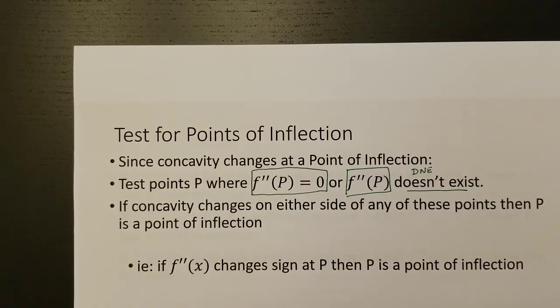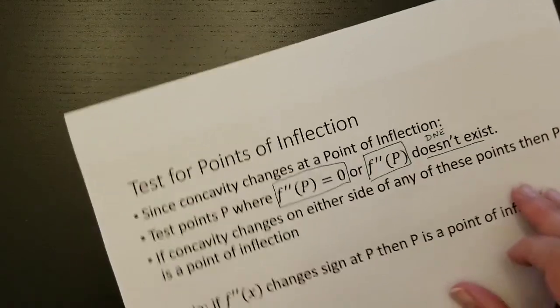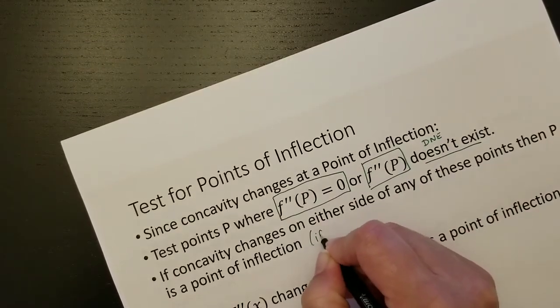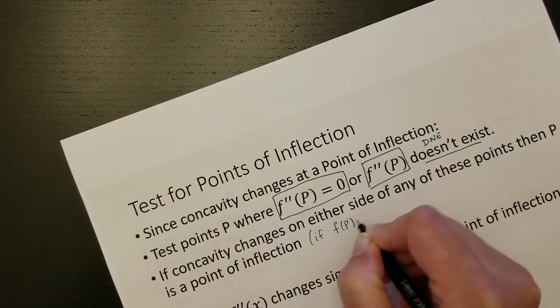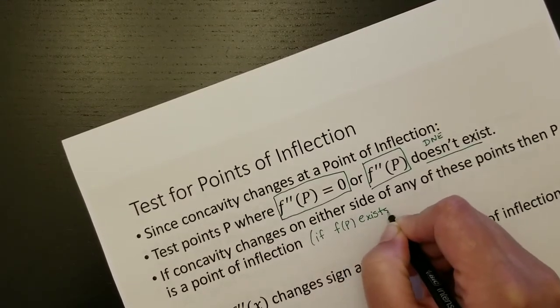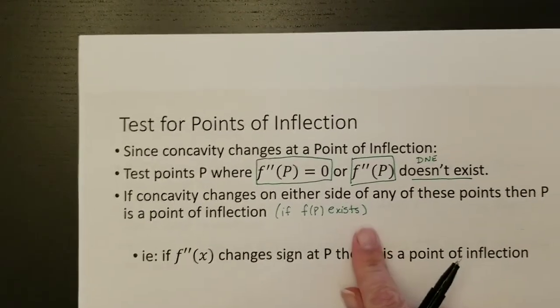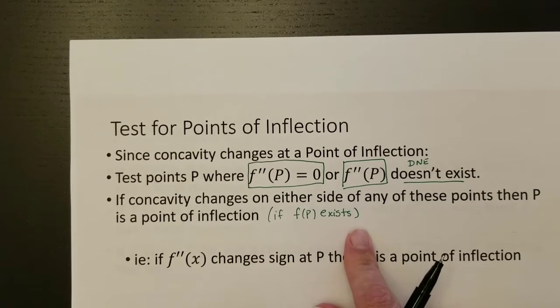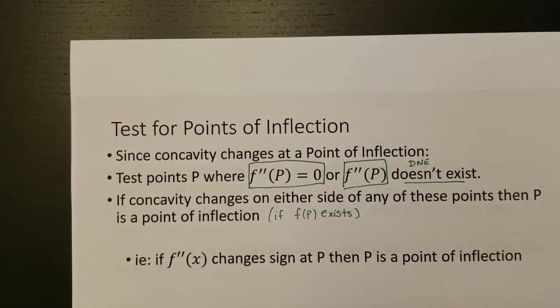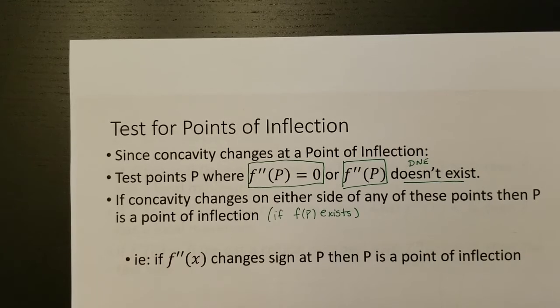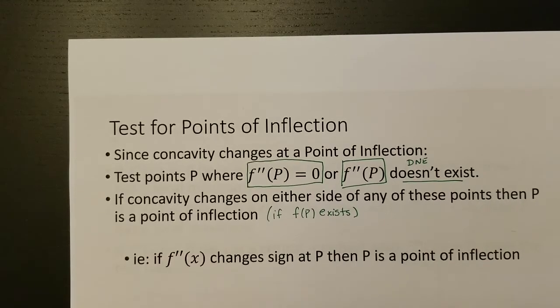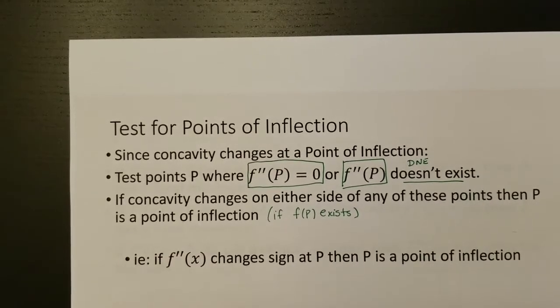If the concavity changes on either side of these points, then P is a point of inflection, assuming f at P exists. Sometimes a function can change concavity around an asymptote, and then that's just a change in concavity, but because the point is not defined on your function, it's not going to be a point of inflection because there's a restriction there. And you'll see what I mean in the second example for that.